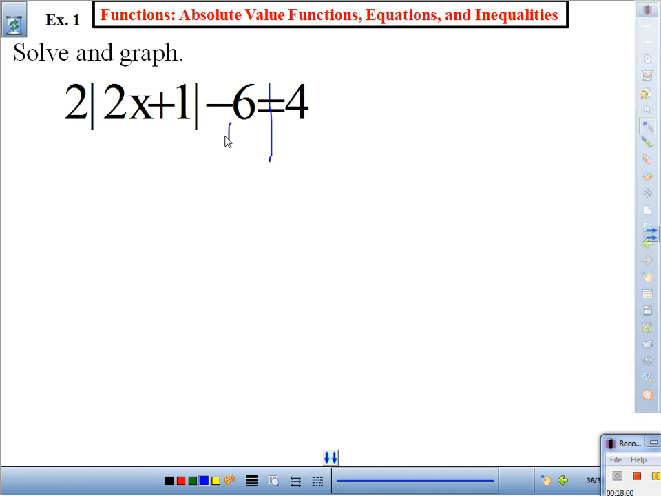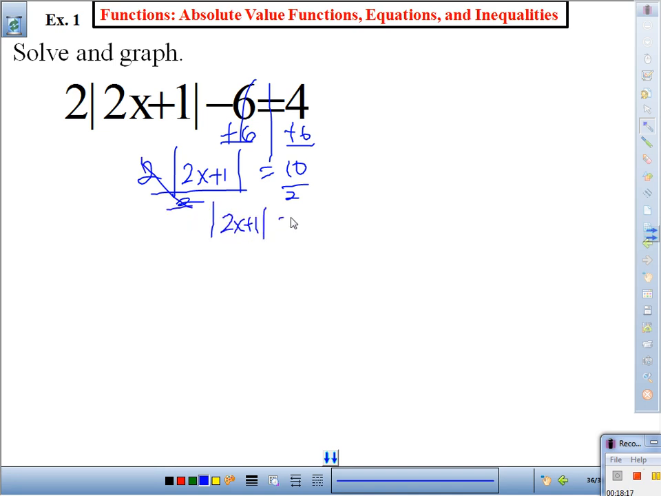So you should have added 6 to each side. You're left with 2 times the absolute value of 2x plus 1 equals 10. So far so good. Divide by 2, divide by 2. The giant 1, absolute value of 2x plus 1 equals 5. Since you saw that there's nothing outside the absolute value, at this point we make 2 equations: one for negative 5 and one for positive 5.